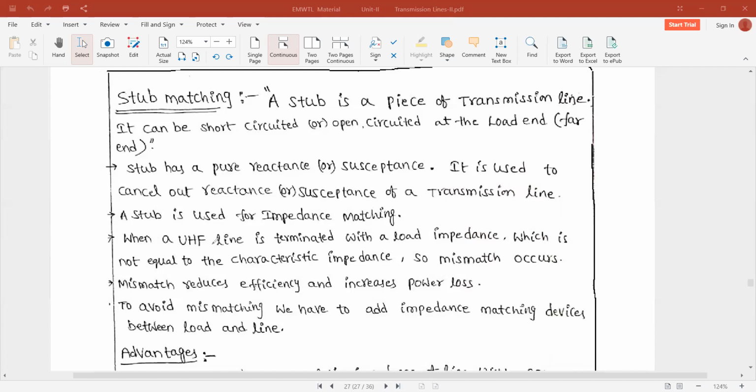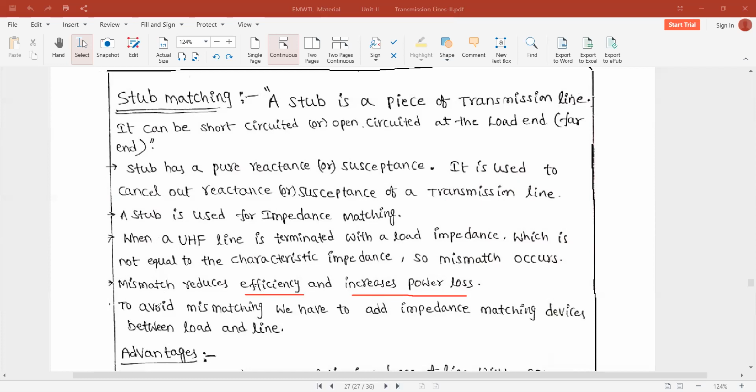Mismatch occurs when an ultra high frequency line is terminated with a load impedance which is not equal to the characteristic impedance. This mismatch reduces efficiency and also increases the power loss.